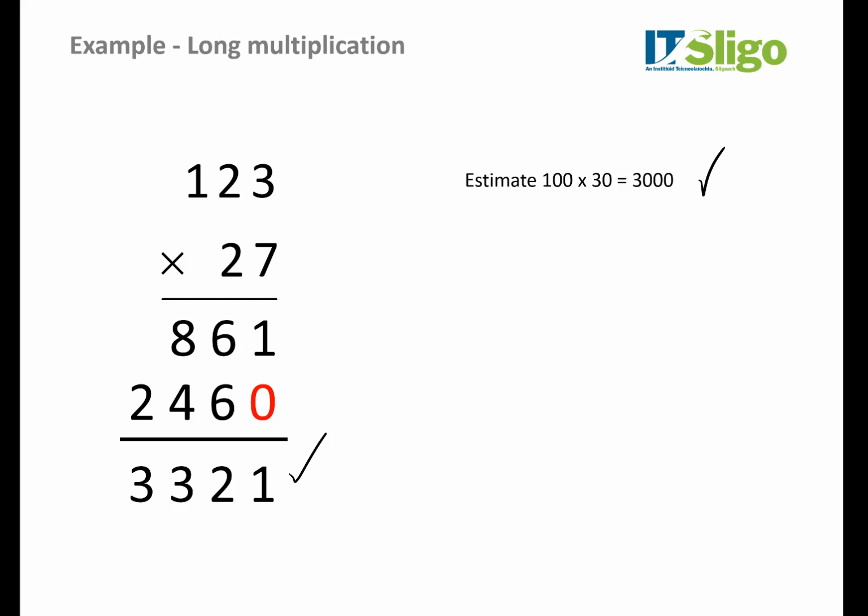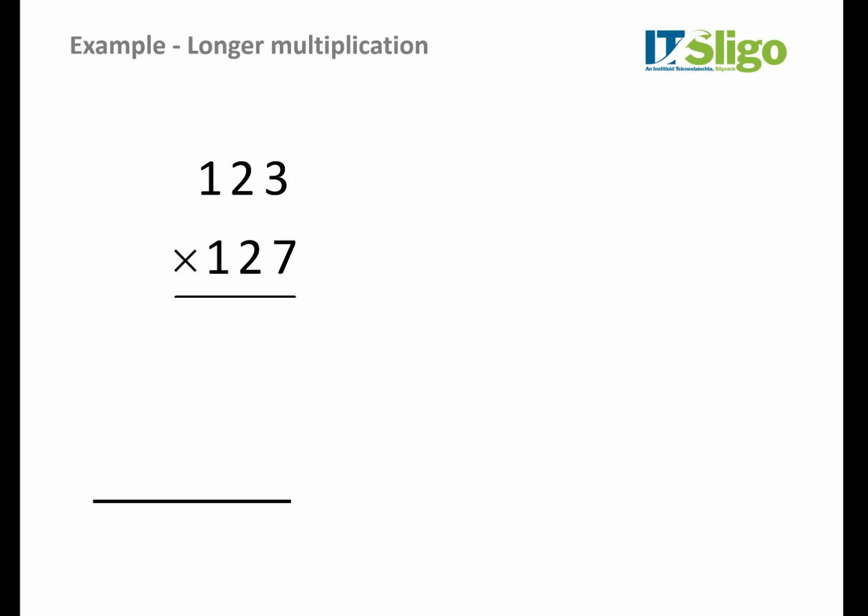We'll do multiplying by hundreds. So now we have 123 multiplied by 127. So a rough estimate, I'd say 100 by 100, and that'd give me 1 by 1 is 1, and then 4 zeros.